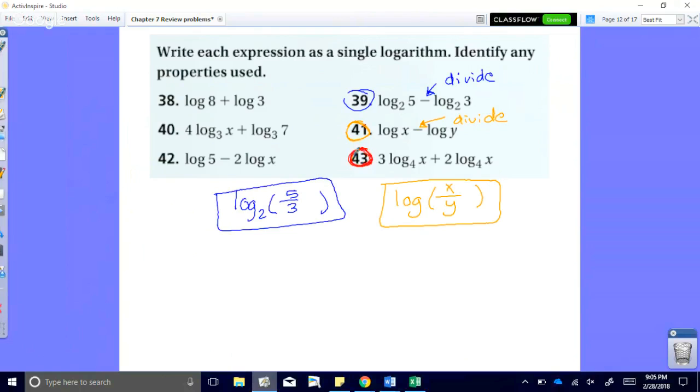Okay, the last one here has a couple of things. The first thing, these numbers on the outside can go inside and they become exponents. The last thing we have here is a plus, and to merge addition, we said we are going to multiply. So it becomes log base 4 of x to the third times x to the second. And if you want to go ahead and combine this, this becomes log base 4 of x to the fifth, adding the exponents.